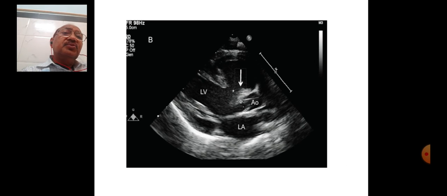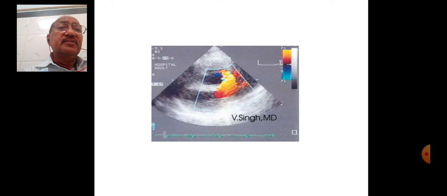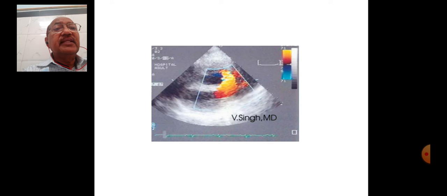And this is the two-dimensional echocardiography picture. It is the parasternal long axis view, and you can see here there is a large perimembranous VSD communicating left ventricle and right ventricle. And this is, again, the color flow mapping of the same defect, and you can see here the flow is passing from left ventricle into the right ventricle, and there is an increased flow across the pulmonary artery.